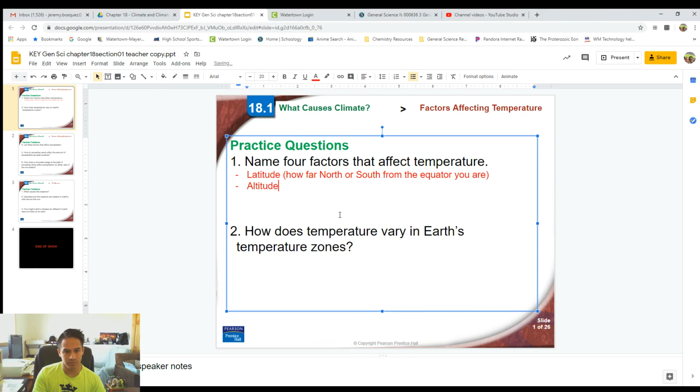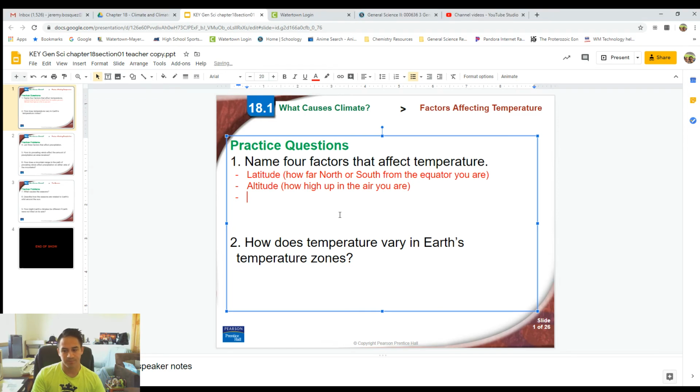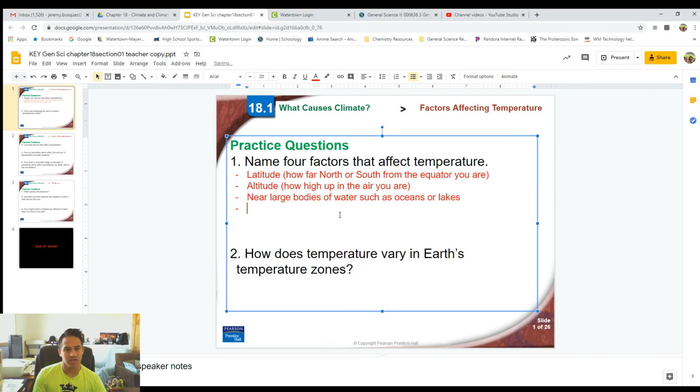2 was altitude. So this is how high up in the air you are. Okay, so whether you're top of a mountain or bottom of a valley. Number 3 was near large bodies of water, such as oceans or lakes. Okay, and then the last one was ocean currents. Okay, so the last 2, near bodies of water and ocean currents, are very similar, obviously, but these are the 4 factors.